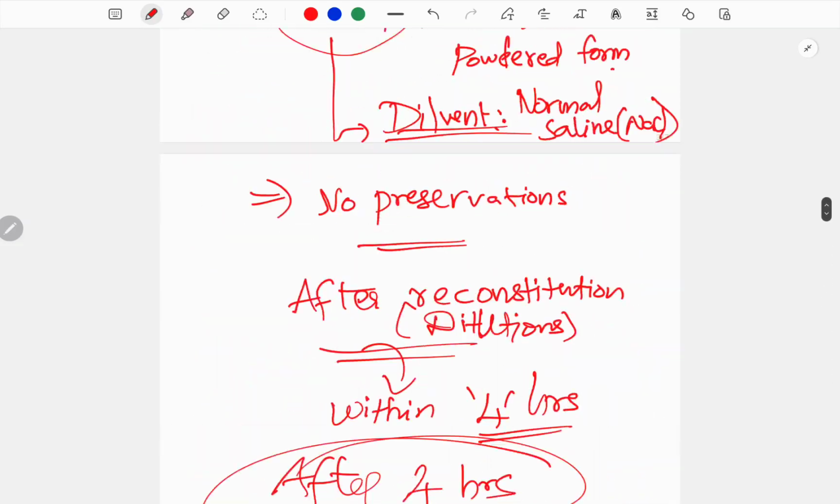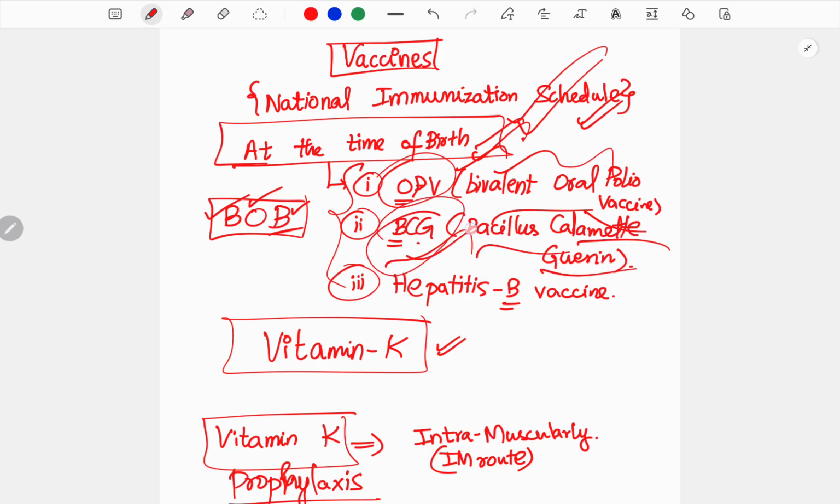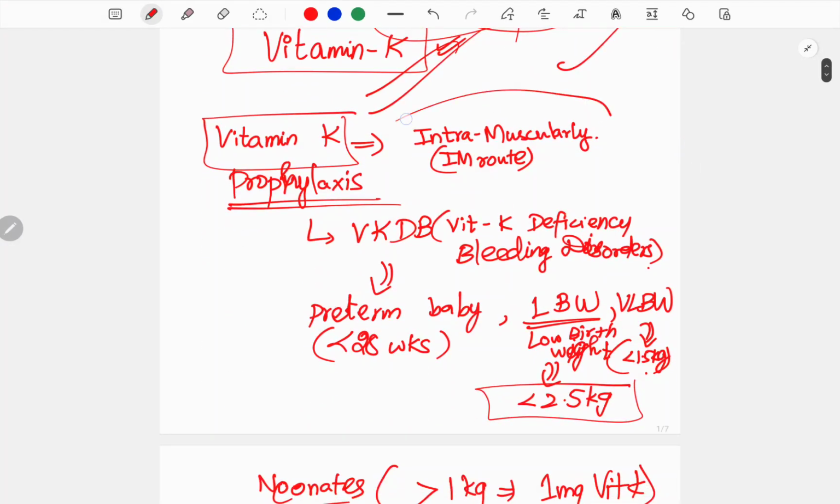hepatitis B vaccine. So whatever we have learned today, what are the vaccines and what are the medicines that are given to the neonate at the time of the birth. So we have seen in the national immunization schedule, at the time of the birth they have given bivalent oral polio vaccine, Bacillus Calmette-Guerin vaccine and hepatitis B vaccine, and also vitamin K is injected at the time of birth. So intramuscularly.